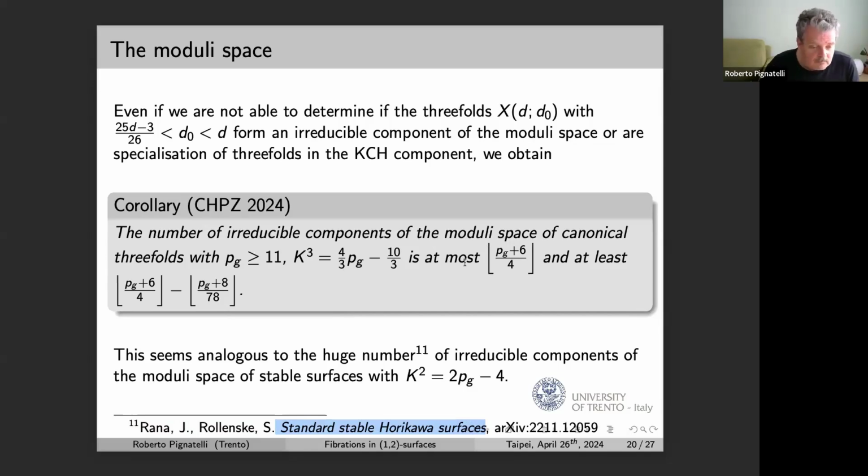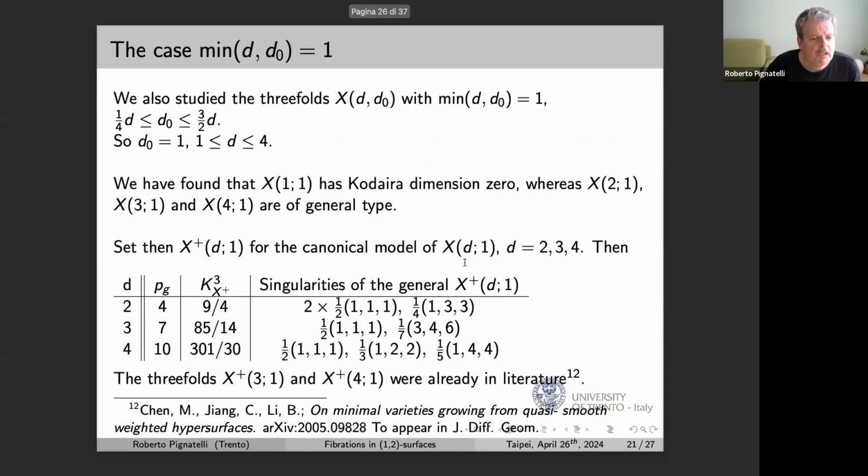In fact, part of the work is inspired by the paper by me and Stephen. Here I have a slide where the minimum is 1, where we find things which are, you know, when the minimum is 1, the canonical system is no more big enough, but we can still investigate the canonical models. There are a few cases. And we got 3 examples of threefolds with small volume. 2 were already in the literature in this paper by Meng Chen, Chen Zhang, and Li. And the third one, I think, I couldn't find it anywhere.